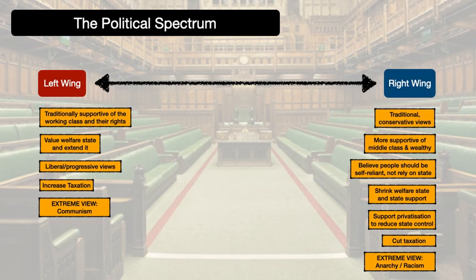Left-wing ideologies are traditionally supportive of working classes and their rights. Okay, that is where the whole labour movement was born from. They value the welfare state and they extend it as much as possible. They believe in that kind of idea of the state and government helping people. Generally speaking, they have what we might refer to as liberal and progressive views, although liberalism itself as an ideology has also been linked to maybe conservatism in its history.